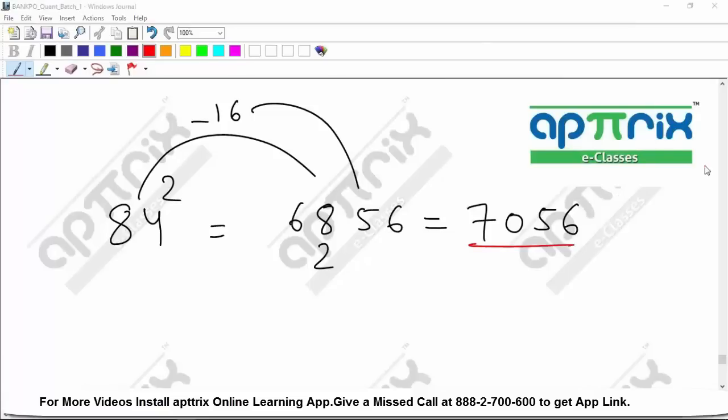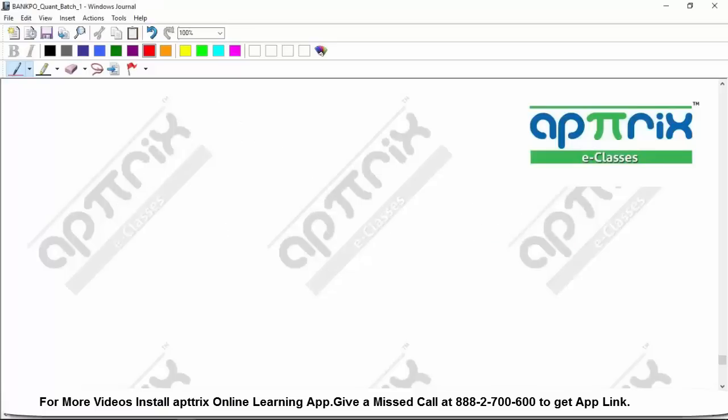Correct? 7056. Just calculate one number on your own. That is going to be 76 square, and tell me the final value of 76 square. 3 seconds. Don't take more than that. Very good. Even I got the answer in less than 3 seconds. 5776. Wonderful. Okay.